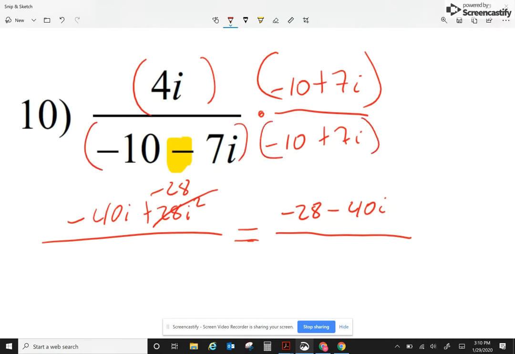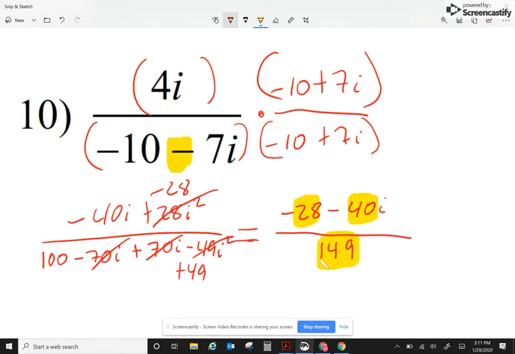Now let's take a look at the bottom. Negative 10 times negative 10, that gives me 100. Negative 10 times 7i, that gives me negative 70i. I distribute the negative 10. Now let me distribute the negative 7i. That gives me plus 70i minus 49i to the second. The middle terms cancel out. Minus 49i squared becomes plus 49. So when I add my numbers, I get 149. When I take a look at my big numbers, there's nothing I can divide them all by. I have to divide every number by such a thing. So I cannot simplify it anymore.